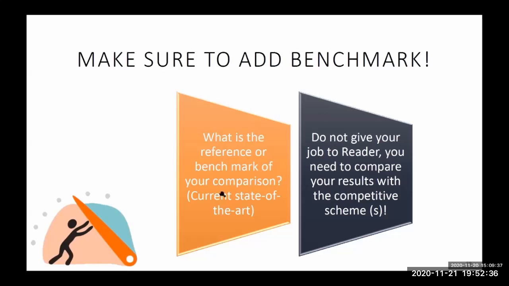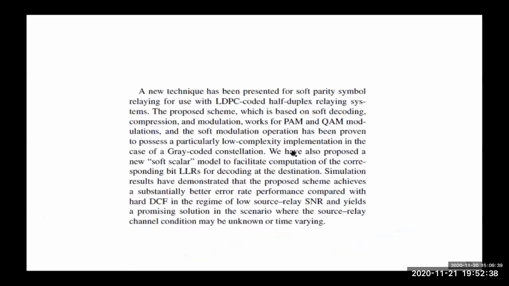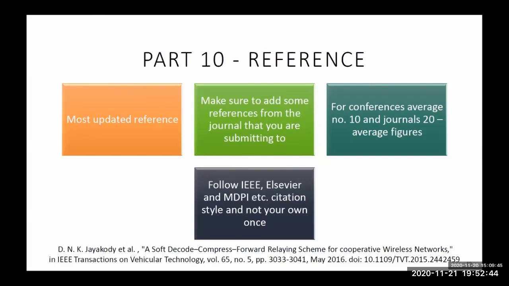So here's something about explanation, example. Right, so the next one is the references. Again, you need to read your publication house guidelines. Some people publish in IEEE, some elsewhere, some in MDPI. Each publication house has its own citation style, so you need to follow that. And also make sure you have the most updated references. I also recommend that you add some references from the journal that you are submitting to.